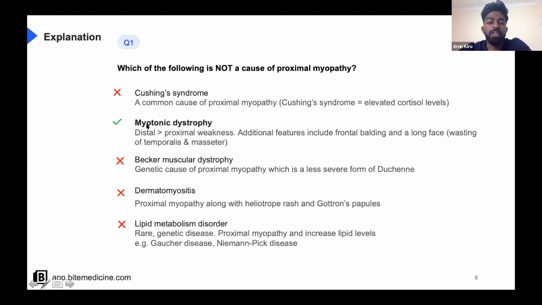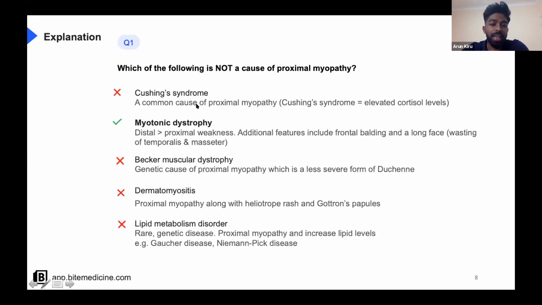Myotonic dystrophy. So this is a condition that actually causes more distal weakness rather than proximal weakness. So what do I mean by proximal? Proximal is your shoulder muscles, your thigh muscles. Distal is your fingers, the small muscles of the hand, and the small muscles of the feet. So myotonic dystrophy causes more of a distal weakness than a proximal.